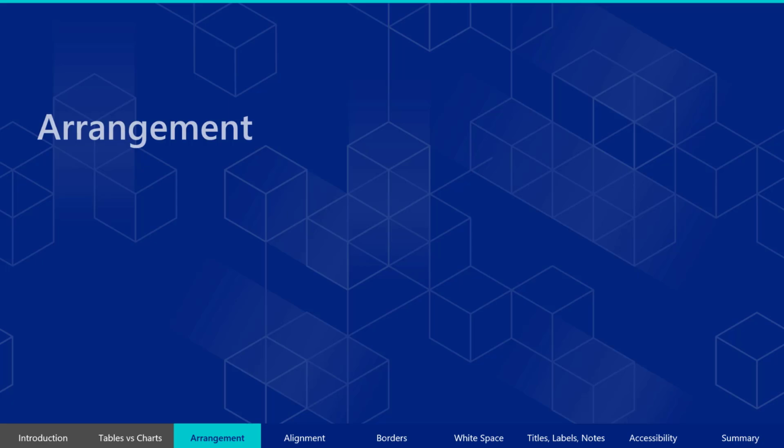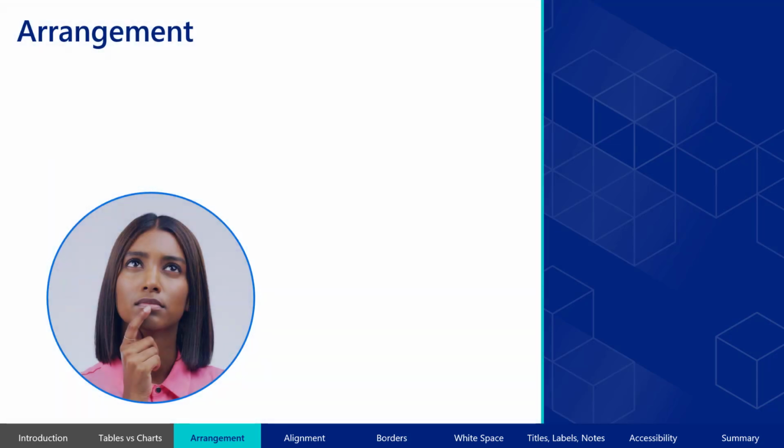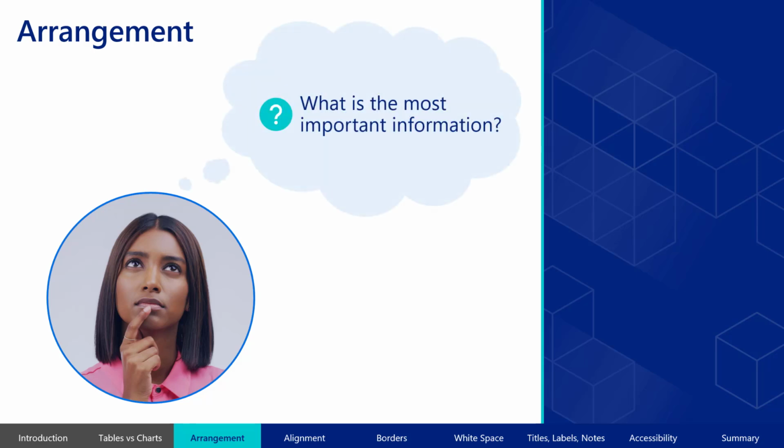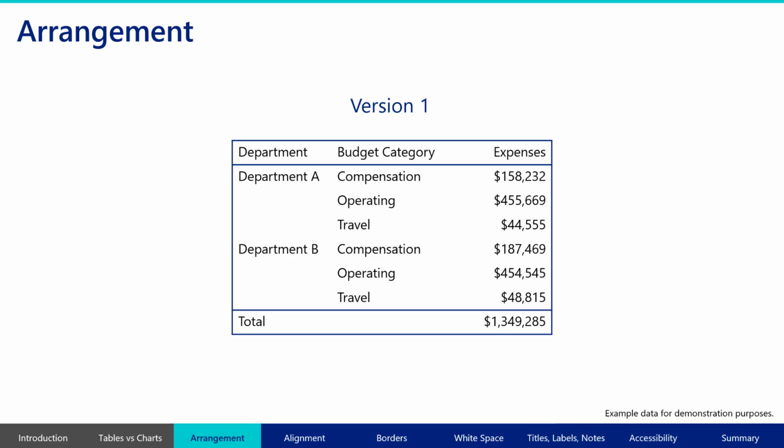One of the first decisions you will have to make when designing a data table is how to arrange the data. For every table, you'll need to determine the best layout or order of your columns and rows. Think about what you want to highlight or what is important in the data and choose an arrangement that best displays that information. For example, each row in version 1 of the table displays a department expense type and the dollar amount spent.